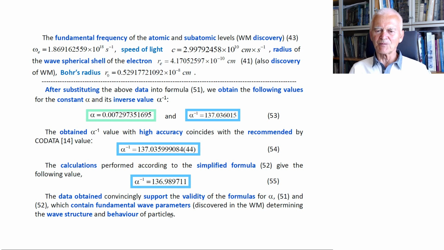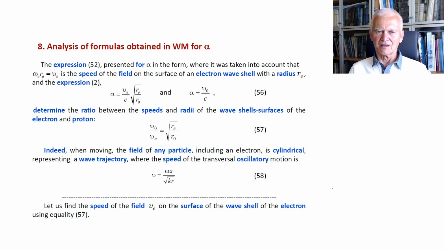which contain fundamental wave parameters discovered in the wave model, determining the wave structure and behavior of particles. Analysis of formulas obtained in the wave model for alpha. Expression 52 for alpha has this form, where it was taken into account that the product omega E equals the speed of the field on the surface of an electron wave shell with a radius RE, and expression 2 determines the ratio between speed and radius of the wave shell surfaces of the electron and proton. So let's compare this, and we arrive at these relations.